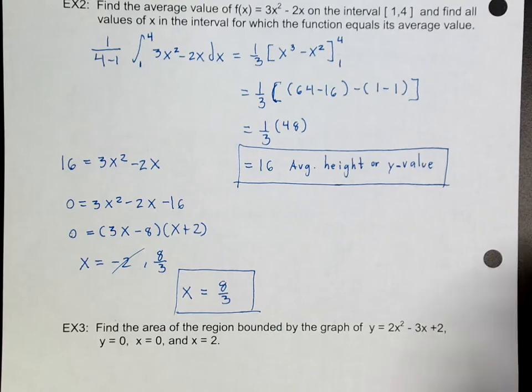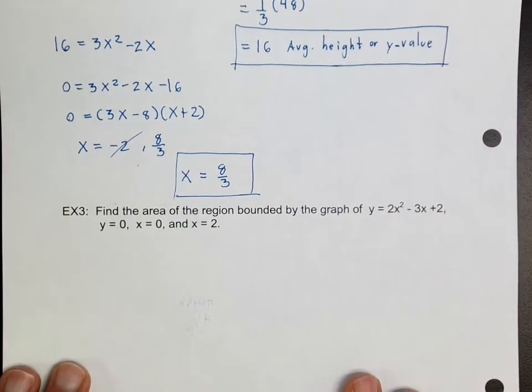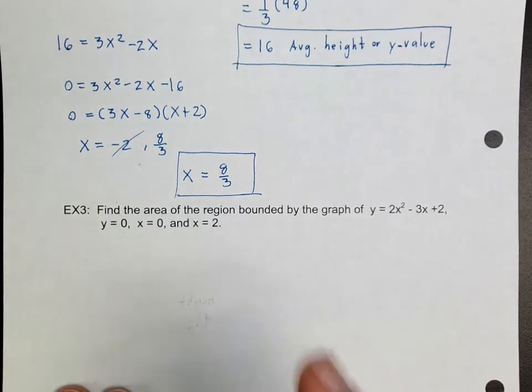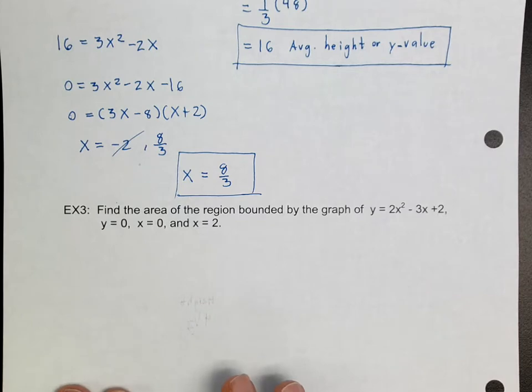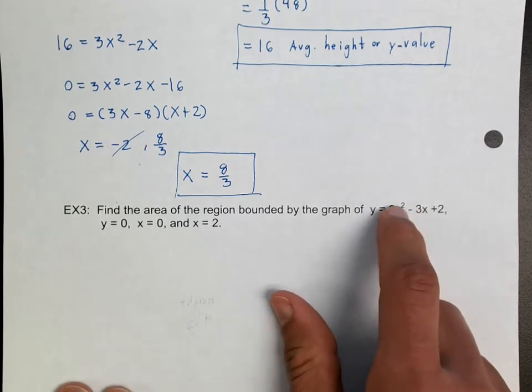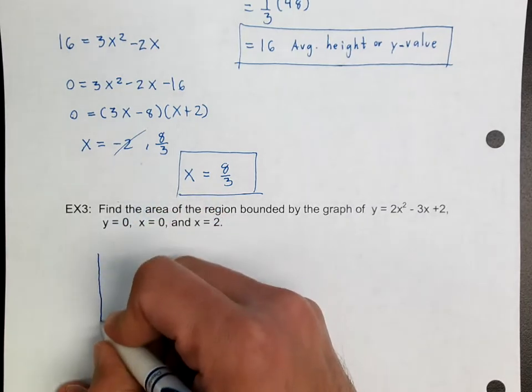Now on example 3, there is nothing new about this. This is actually a review from the last few lessons. Again, they're not asking you to find the average value of anything. We're just going to take the integral of that. And these are the boundaries that are given to us. So just make sure you understand the boundaries.